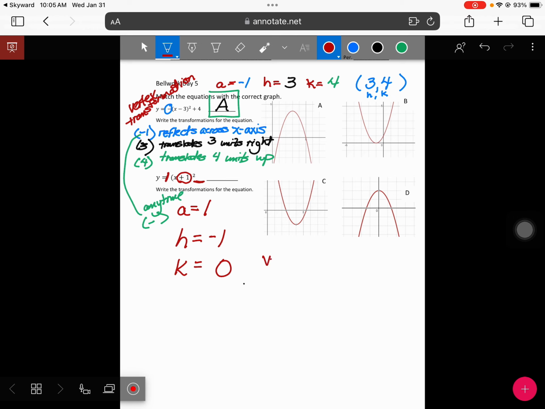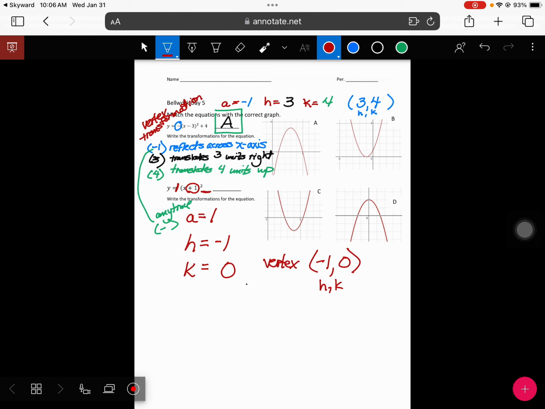So what is my vertex here? -1, 0, h and k. So find the graph that has -1 and 0 as the vertex. B, D, or C? B? B like buzz. Yes, B. B is correct.